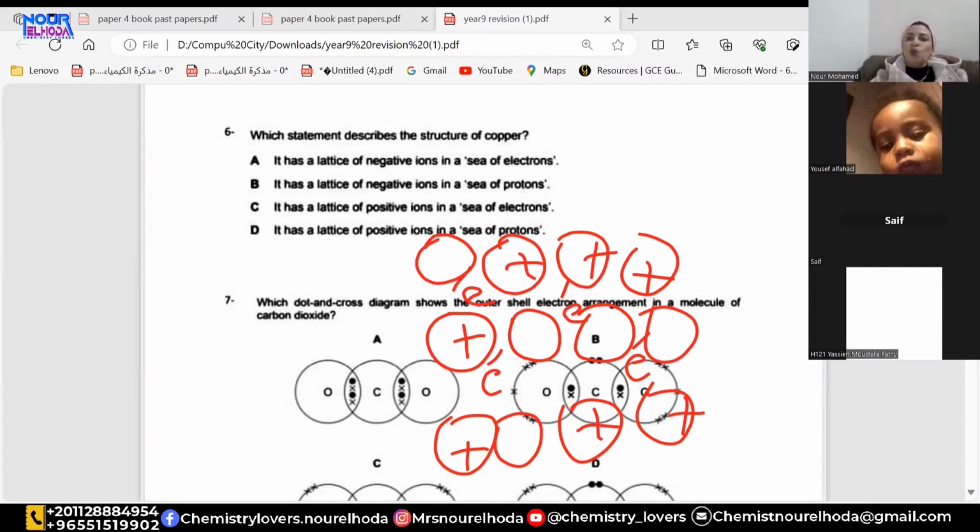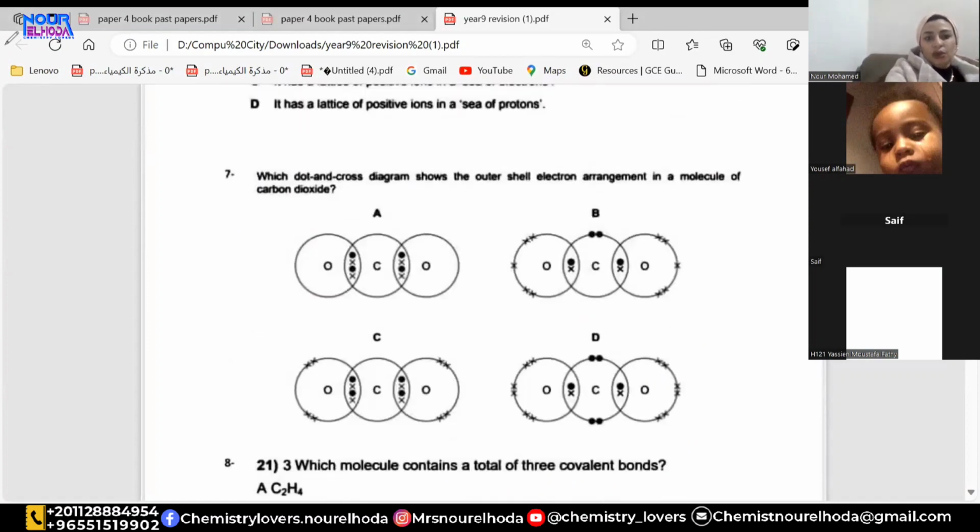So if I ask you, what's the structure? Because this is again a question for paper 4. Tell me or describe the structure of sodium. Describe the structure of magnesium. What should you say? You're going to say it is a regular structure or regular lattice of positive ions and a sea of delocalized electrons. So for sure I'm going to choose C. Okay, let's continue. For question 7.